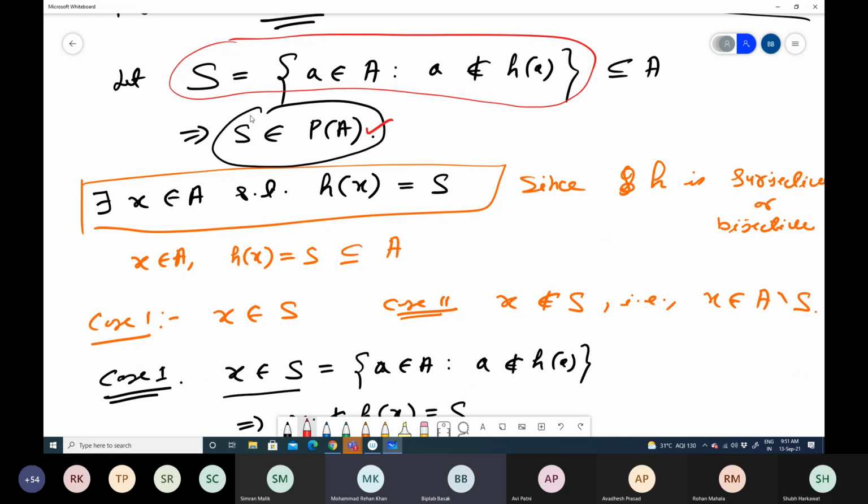No. See, from this construction, it is clear that S is an element of the power set of A, right? S can be empty as well. Even an empty set belongs to the power set of A. So we cannot say that S is not empty or something like that. S can be any set including empty, and that belongs to the power set of A. Now we are claiming that since H is a bijective map, it is surjective, so S must have a preimage, and let us consider this X is the preimage of S.